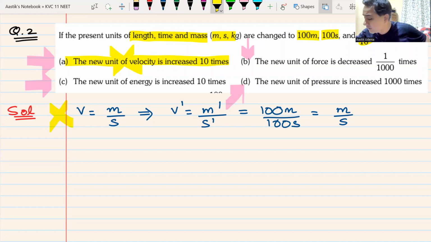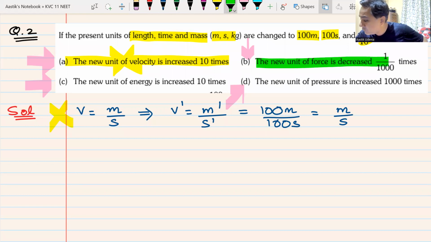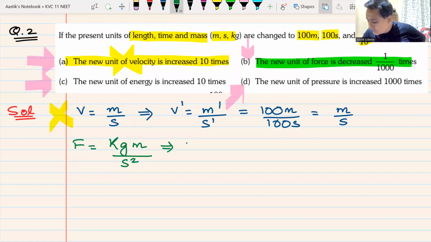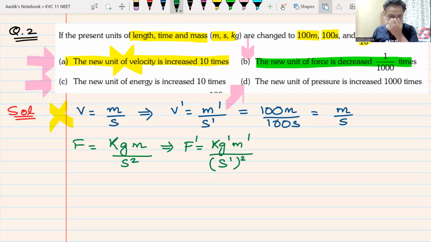Then I move on to the second option, which I will do in green. This one, the new unit of force. Let me write the original unit of force. That is why you need to know their dimensions and their units, my dear friends. The original unit of force is kg meter per second square. The new unit becomes F dash, that becomes kg dash meter dash divided by second dash square.